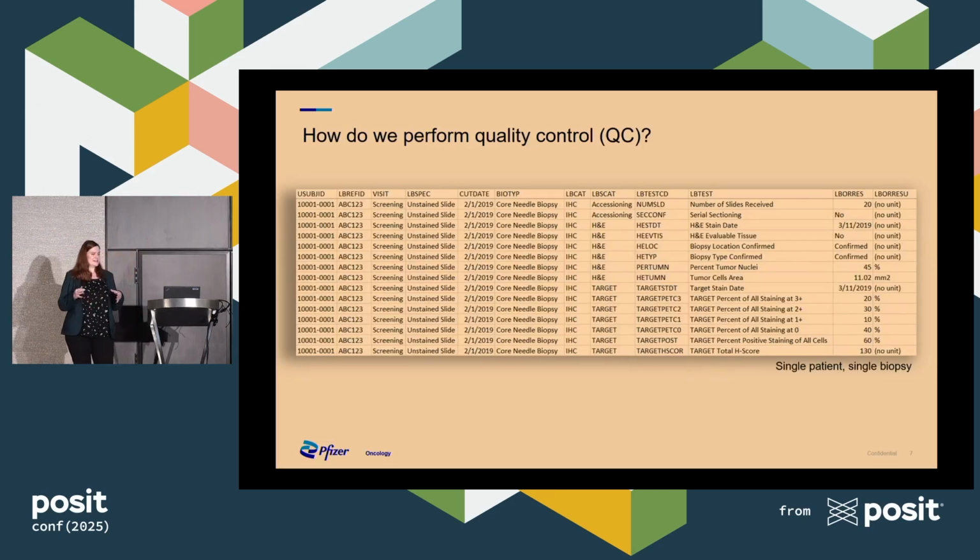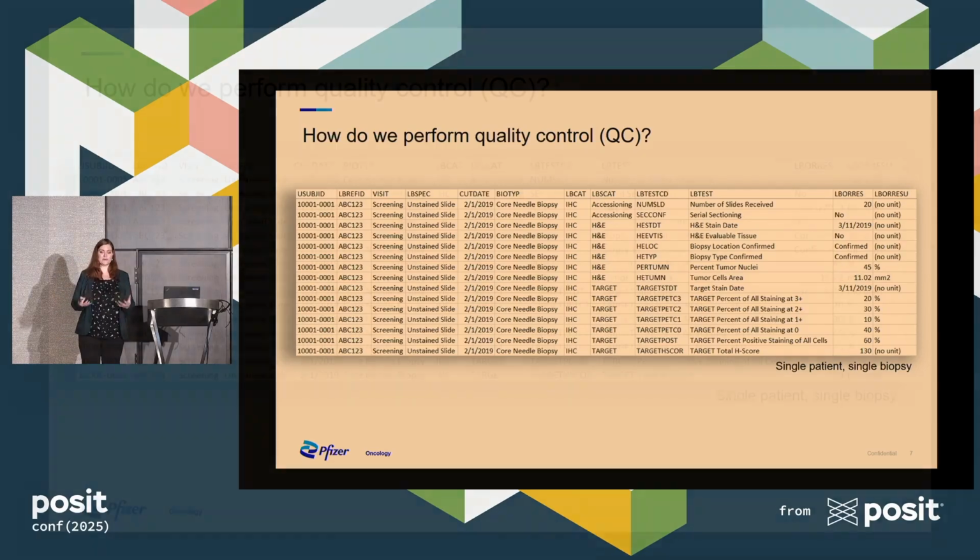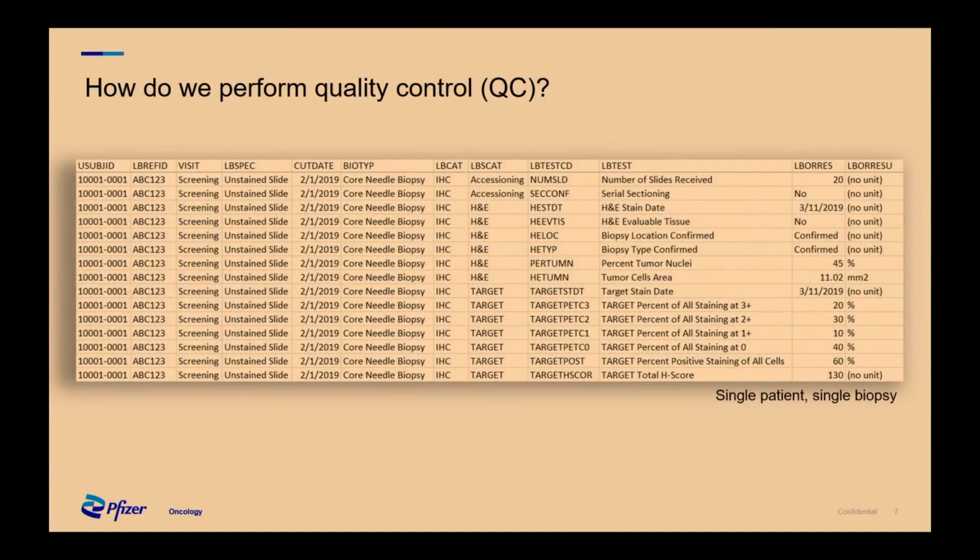I wanted to give you an example of what some of our data might look like and what types of quality control we're performing on the data. This is data from a single patient and a single biopsy. What we're really trying to assess is, did we receive the data we were expecting to receive? Is it in the correct format? And did the tests get performed in the way they were supposed to be performed?